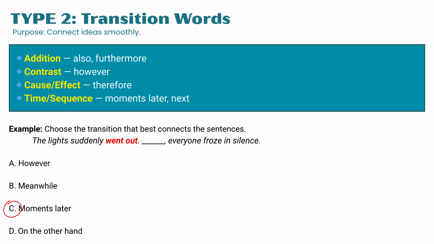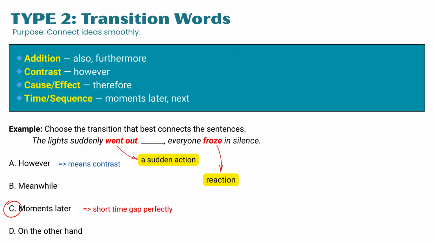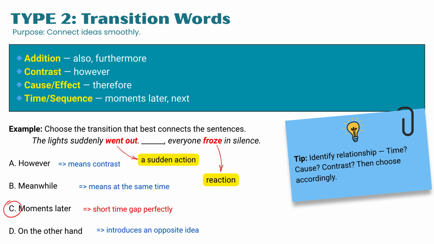The first sentence describes a sudden action. The lights went out. The next sentence shows the reaction. People froze. That means the two actions happened one right after the other. Moments later expresses that short time gap perfectly. The others don't fit. However means contrast, not used here. Meanwhile means at the same time, not one after another. On the other hand introduces an opposite idea. Also wrong.